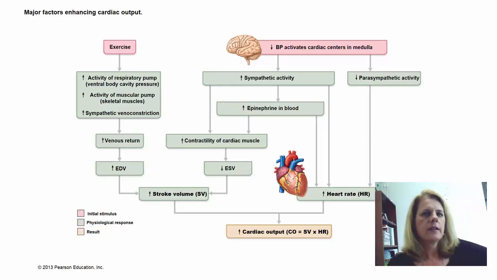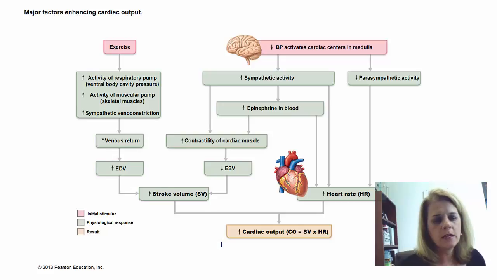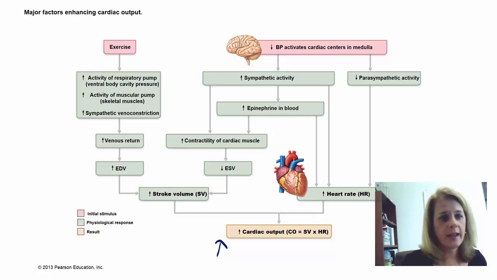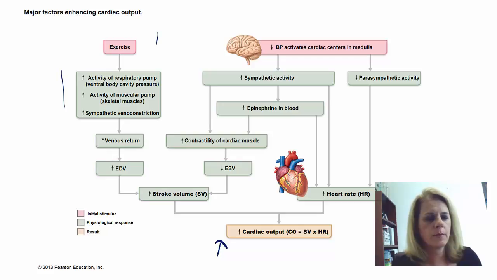All right, so before we put all this together, let's make sure we remember cardiac output and what can change cardiac output. If we want to increase cardiac output, what can we do? What are some things that increase cardiac output? We can exercise. Remember, exercise. That will increase the activity of the respiratory pump. It will increase the activity of the muscular pump.